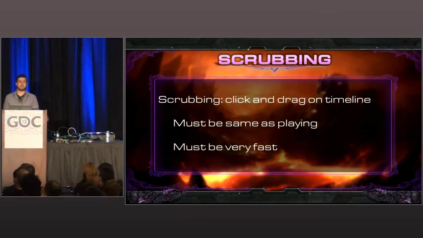It also has to be very fast, right? Scrubbing means that you're actually clicking and dragging on the timeline. If every time you update it takes 2.5 seconds, well, that's not very useful, right? It needs to be practically real time. And some of these cutscenes are very large. We've got 1,000 nodes with very high-res assets. So this can be a bit of a challenge.